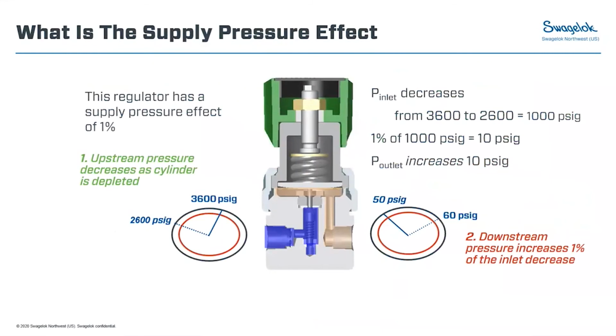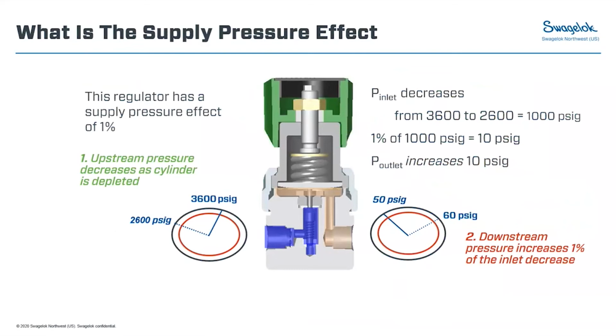So let's look at a quick example of this. Say we're working with a regulator that has a supply pressure effect of 1%, and typically supply pressure effects are documented or published in the manual or the catalog for a regulator. You can find that information so you can do some calculations for your system. If we're hooked up to a cylinder starting at 3600 psi, and we're going to deplete that cylinder 1000 psi down to 2600 psi, we take that change in pressure and multiply it by our supply pressure effect. For this regulator, it's 1%.